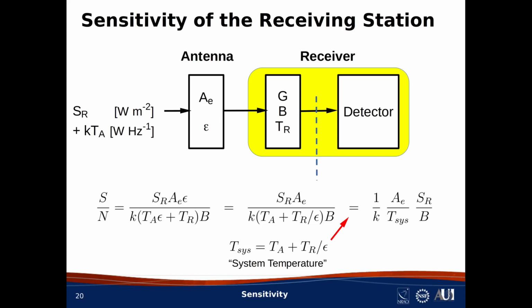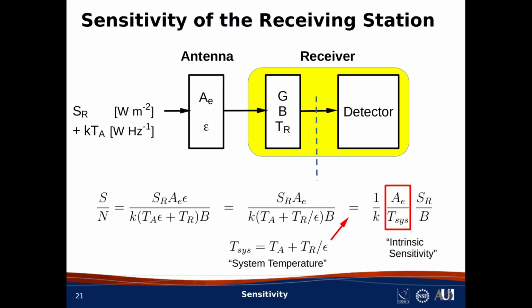If we now substitute T-sys into our expression for the pre-detection signal-noise ratio, we obtain the new expression shown on the right. And this is what we were after. This is the pre-detection signal-noise ratio for this system, neatly expressed as a function of effective aperture, system temperature, the instant power density of the signal, and the bandwidth of the receiver.